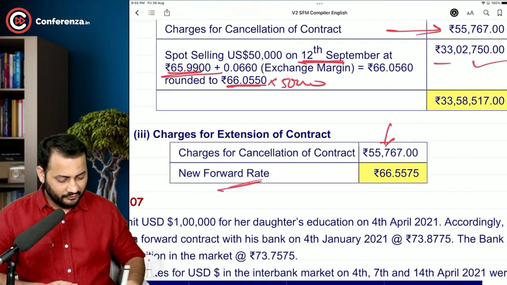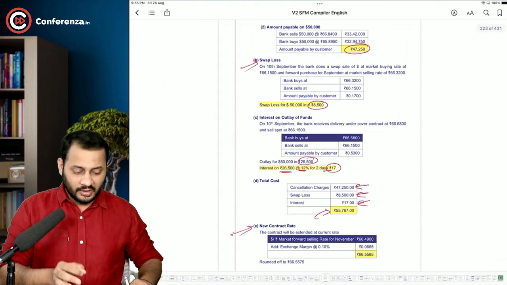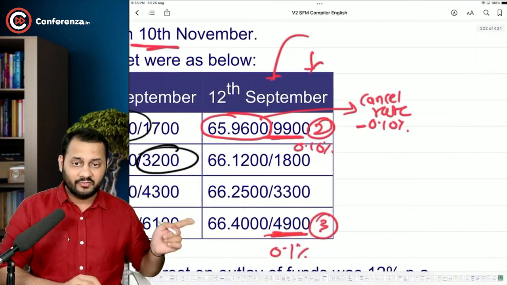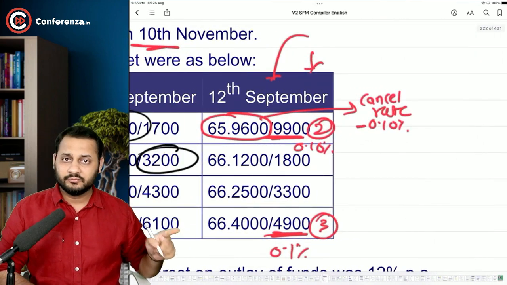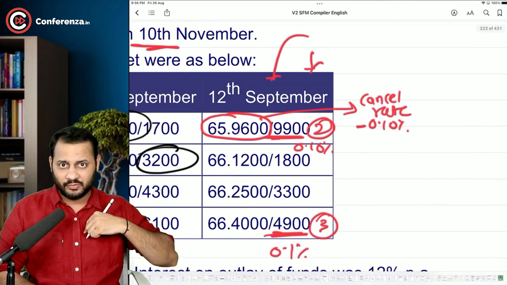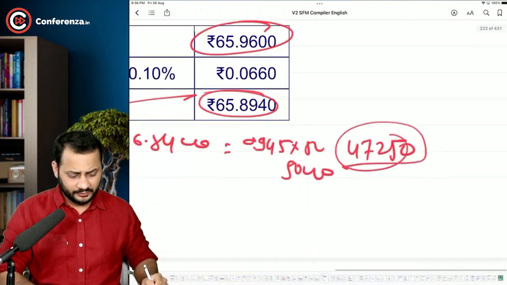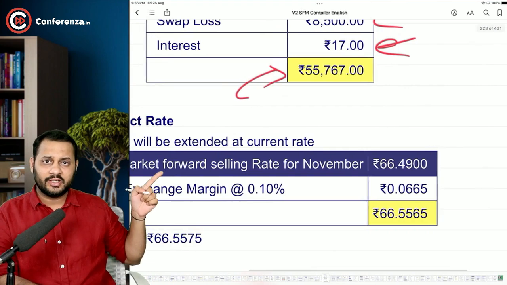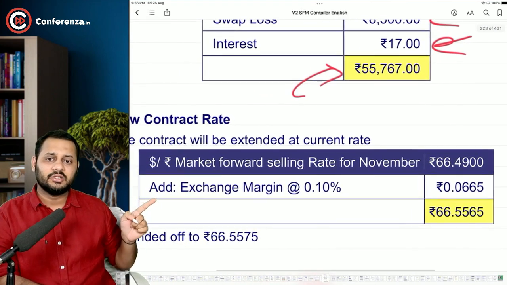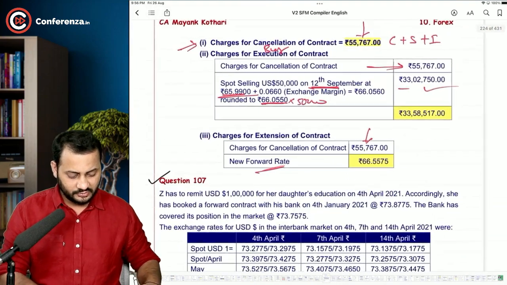The new rate. How did we calculate the new rate? If you want to buy in November and you are requesting on 12th of the September, so the rate applicable will be, the customer will buy it from the bank, the bank will sell it. Ask rate 66.49. See, 66.49 and this is the ask rate. Add margin, round it off. That's it. This is the new rate. That's it. The story is over.